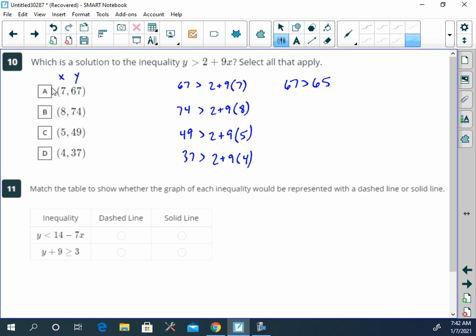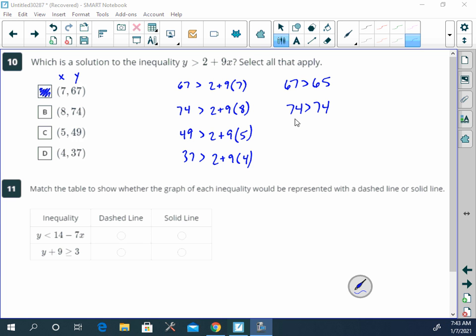So which is a solution? This would be a solution because it's true. Okay, the next one, 2 plus 9 times 8. So that gives me 74. So is 74 greater than 74? And the answer there is no. If it had an equal to on it, it would be yes. But B, we're going to leave blank.